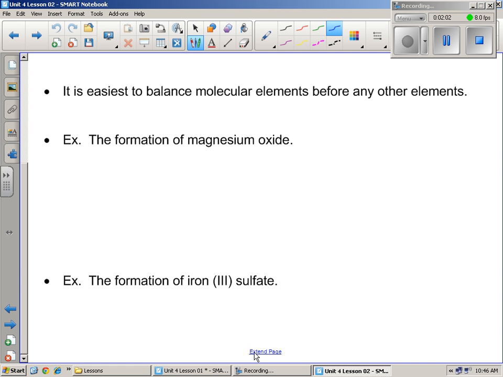Okay. The formation of magnesium oxide. This is not a trick question. To make magnesium oxide, first of all, you have to know that magnesium oxide is an ionic compound, a metal and a non-metal. You have to know that magnesium is 2+. Oxide is 2-. Remember, 0, -1, -2, -3, from Unit 1 stuff. So, 2+, 2-, swap, drop, and reduce.